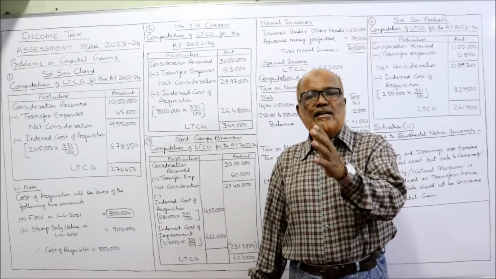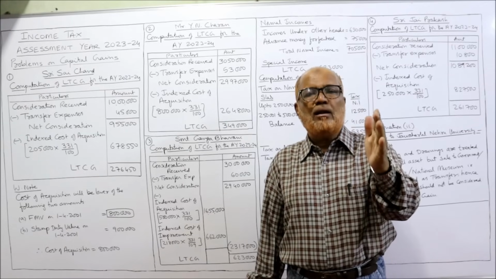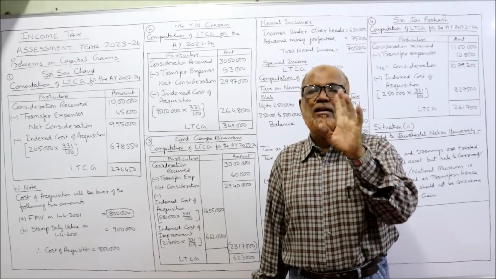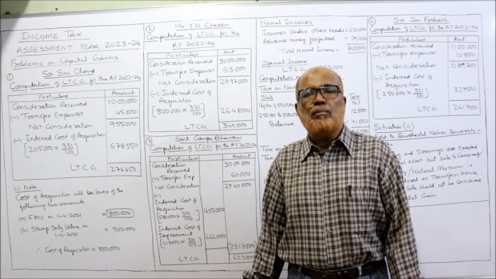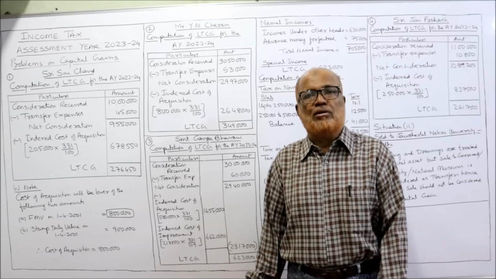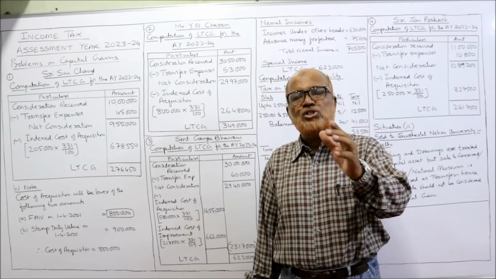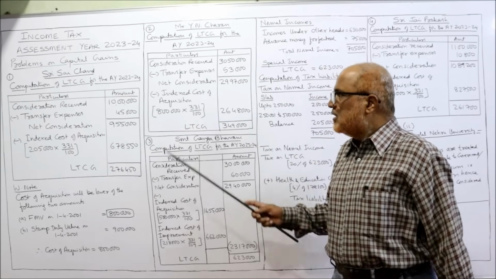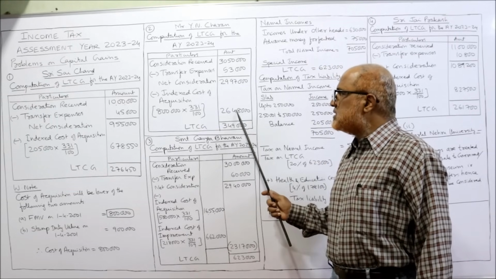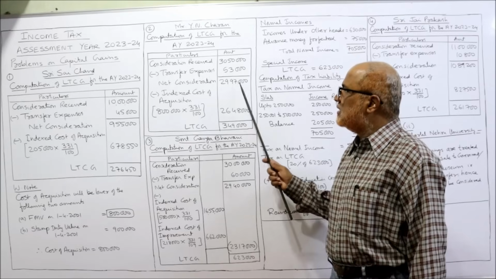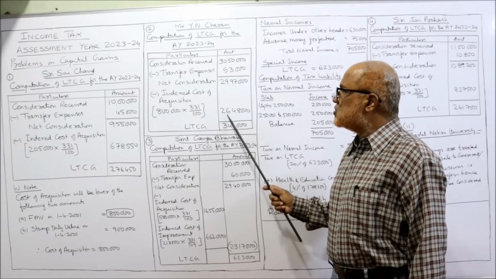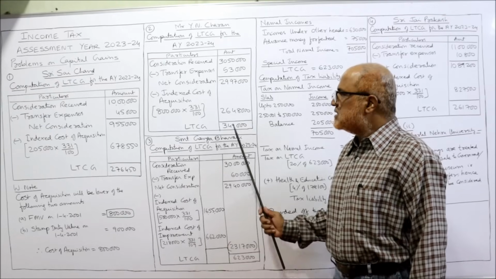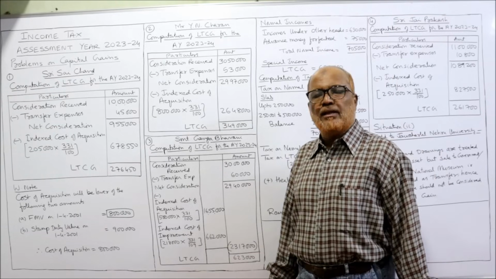And when any asset is purchased before 1/4/2001, the index number should always be taken as 100. It will not be specified in the problem. It is given in the provision. Any asset purchased before 1/4/2001, the index number should be taken as 100. So 331 by 100, you will get 26,48,000. Subtract 29,97,000 minus 26,48,000, which is 3,49,000. This is the long-term capital gain.